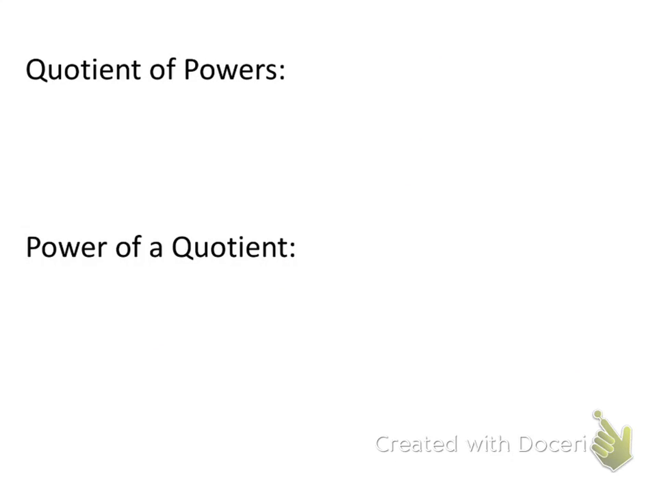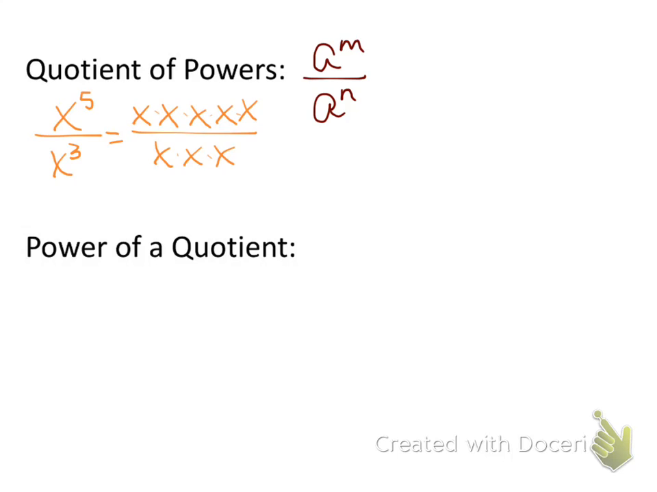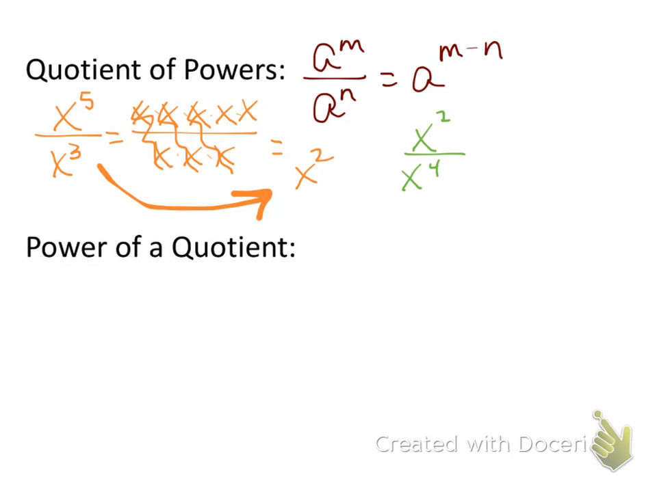And our last two properties deal with division. So if I have a to the m over a to the n, so that would be like x to the fifth over x to the third. And if I write out all the x's on the top and all the x's on the bottom, keeping in mind that x over x is 1, so just multiplying by those 1s, I can kind of cancel those out, and I'm left with x squared. And so what did I do to the original problem to get x squared? I subtracted my exponents.